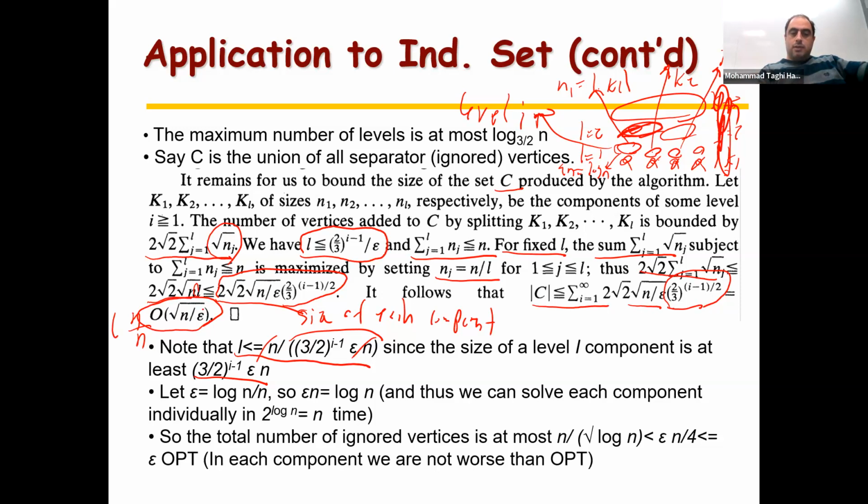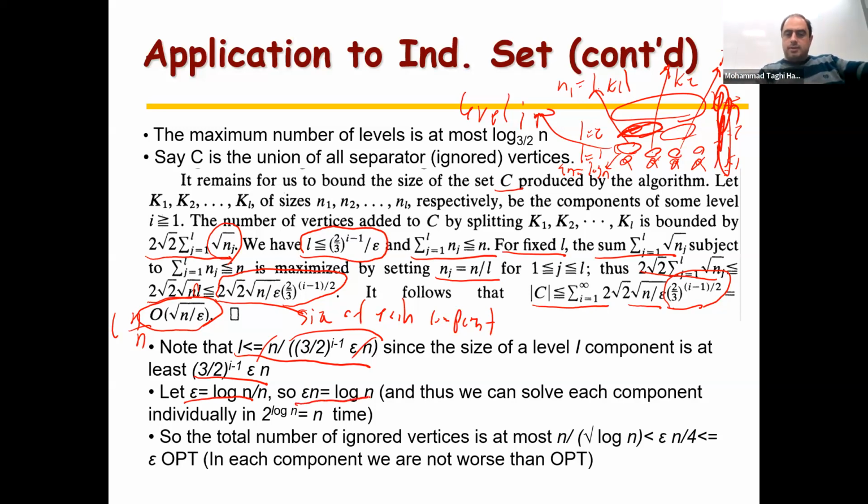So that was it. So this was the issue. When we consider opt, I knew that it has some vertices in C and some vertices in V minus C. I knew that in V minus C, I will find the optimum, so I will be better than opt essentially in this case. The only problem is with C, and now I will say that the whole size of C is at most square root of essentially n over epsilon. Now, I took epsilon to be log n over n. So epsilon n is equal to log n.